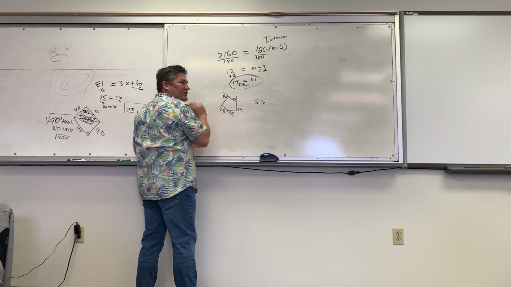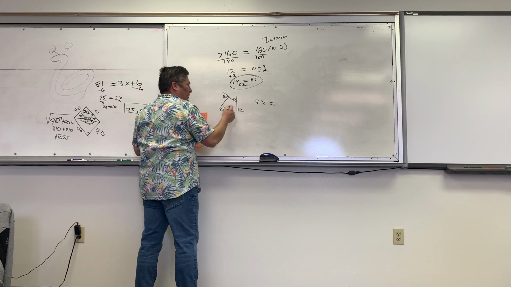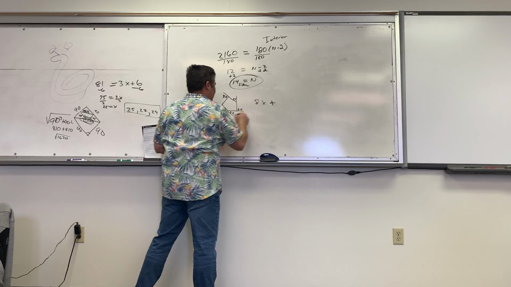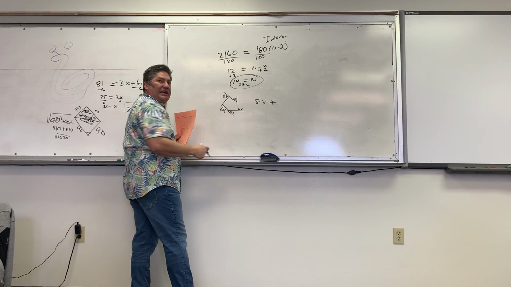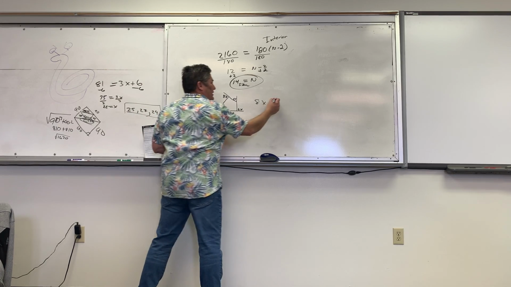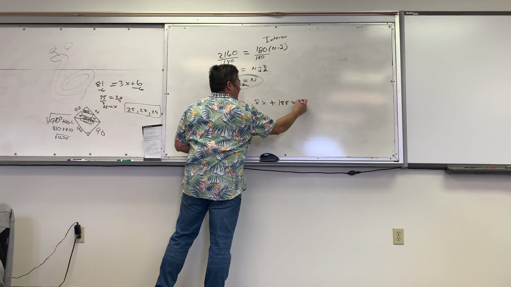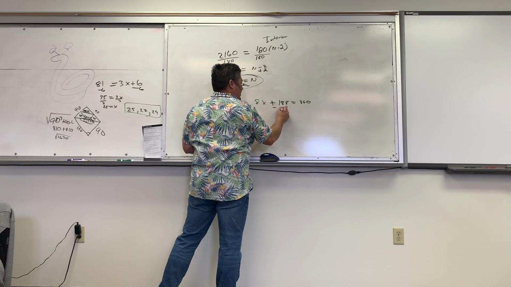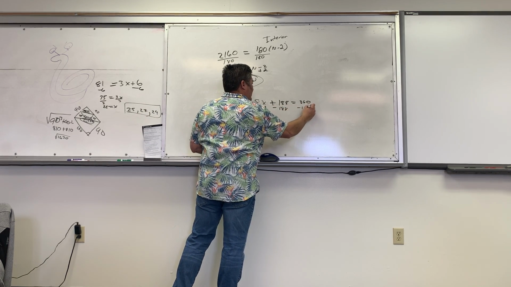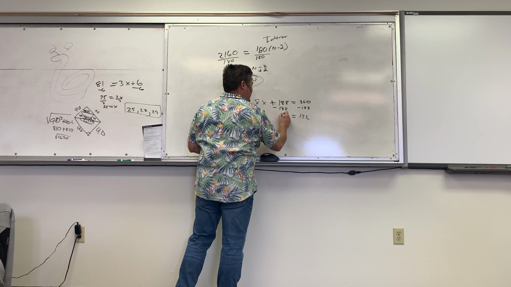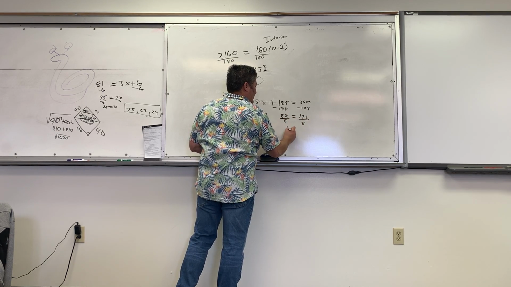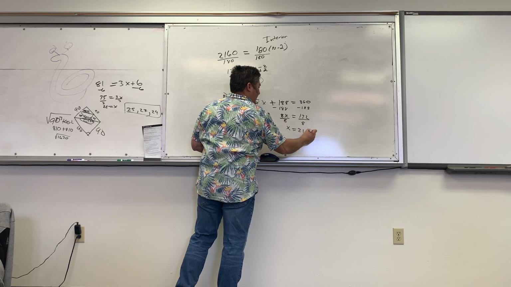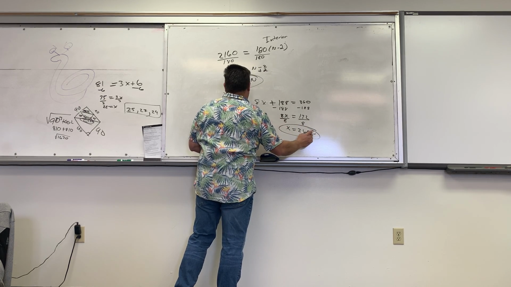8x plus 6x plus 2x plus 32, 68, 88. That's 188. 188 equals 360. Now I solve it. Subtract 188. You get 172. 8x equals 172. Divide by 8. 21.5. X is 21.5. I shouldn't say degrees.